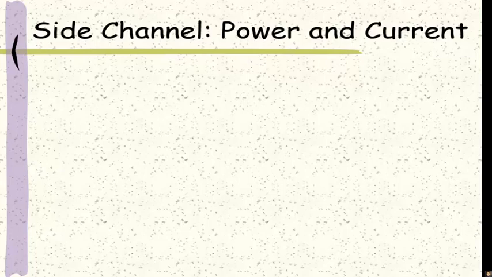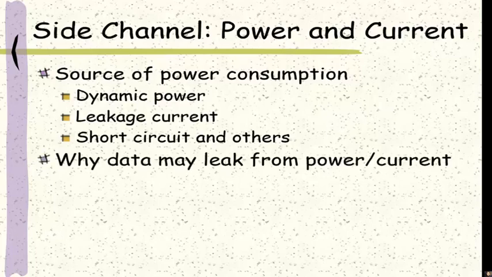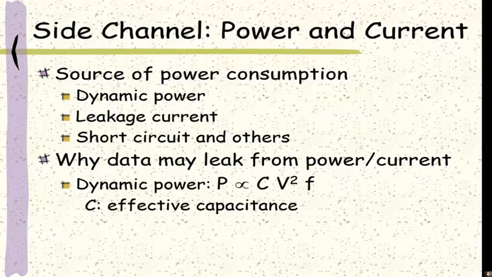A chip's power consumption mainly comes from three sources: the dynamic power that is needed to charge and discharge the capacitance, the leakage current that will occur even when the system is idle, and short circuit current and others. Information may leak from dynamic power consumption because it is proportional to the effective capacitance of the switching activity. A switching happens when we change a logical 0 to a logical 1 or a logical 1 to a 0. This will incur higher power consumption than the case when the logical value remains at 0 or 1.